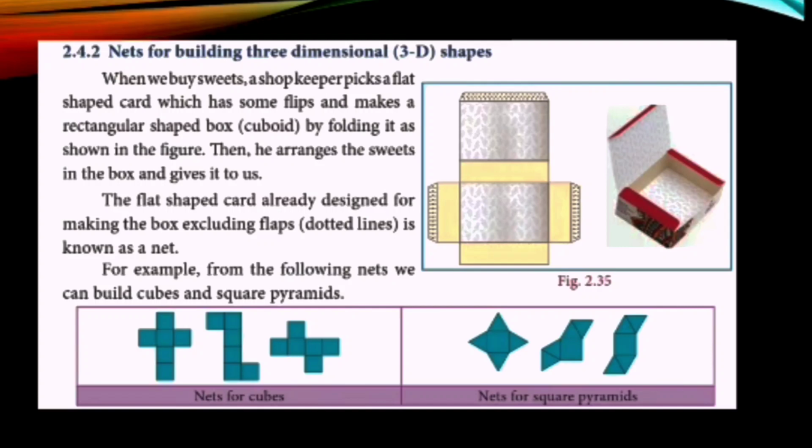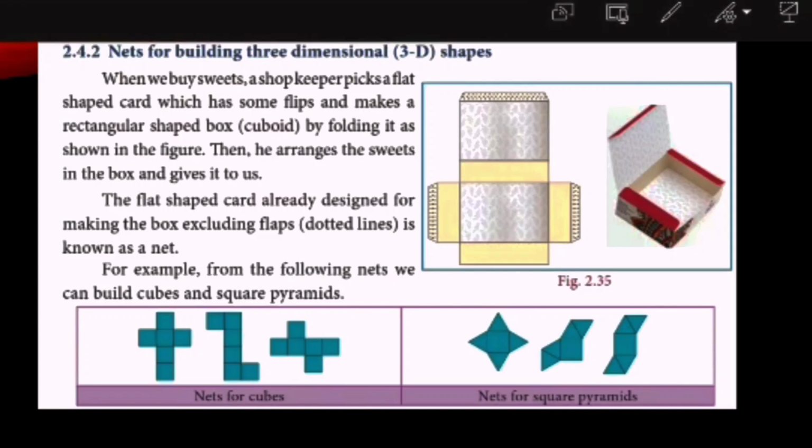Okay, so this picture is known as a net, and for example they have given nets for cubes. If you try this type of nets, you can make a new shape. That is, for cubes they have given 3 different types of nets, and for square pyramid they have given 3 different types of nets. You can draw these shapes on paper or any chart paper, and you can try to make a solid shape out of this net.